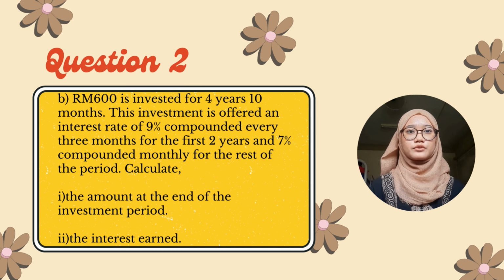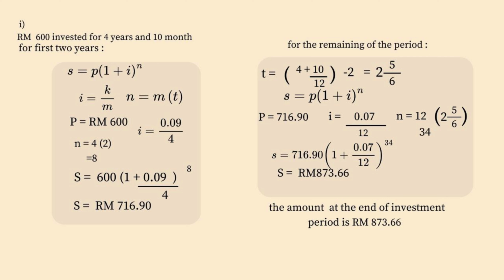600 ringgit is invested for 4 years and 10 months. This investment is offered at an interest rate of 9% compounded every 3 months for the first 2 years and 7% compounded monthly for the rest of the period. The first question is to calculate the amount at the end of the investment period.